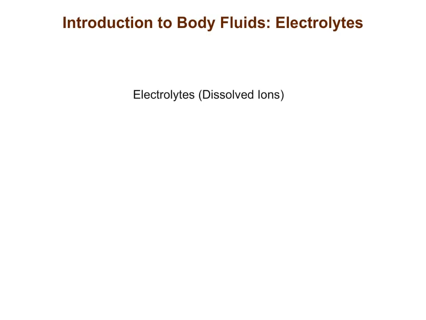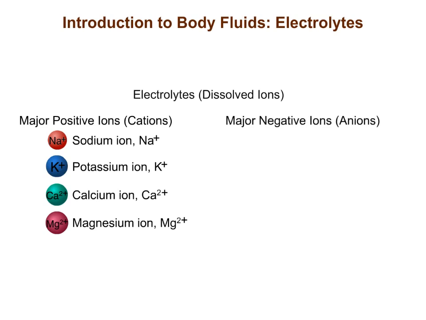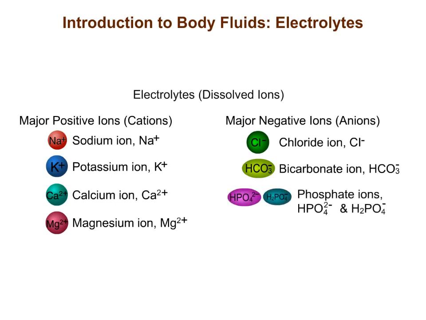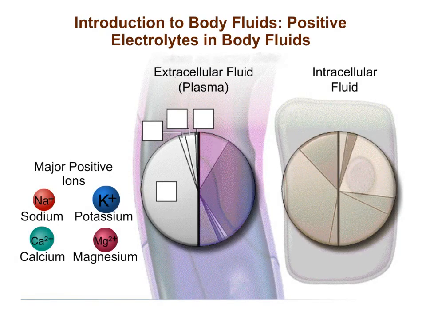Electrolytes are charged particles or ions that are dissolved in body fluids. The major positive ions or cations in body fluids are sodium ion, potassium ion, calcium ion, and magnesium ion. The major negative ions or anions in body fluids are chloride ion, bicarbonate ion, phosphate ions, sulfate ion, organic acids, and proteins. Each fluid compartment needs just the right types and levels of electrolytes for proper functioning of neurons, muscle cells, and other cells in the body.